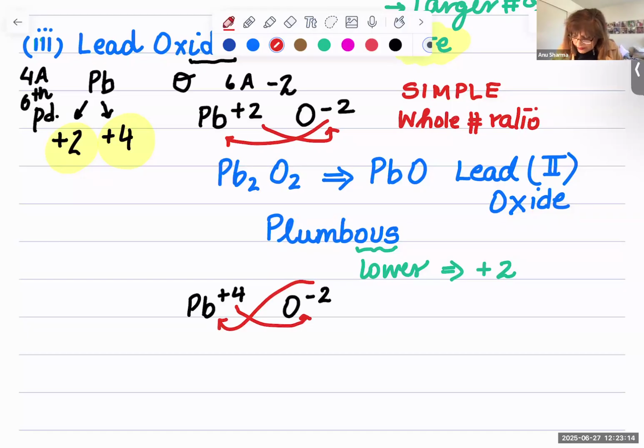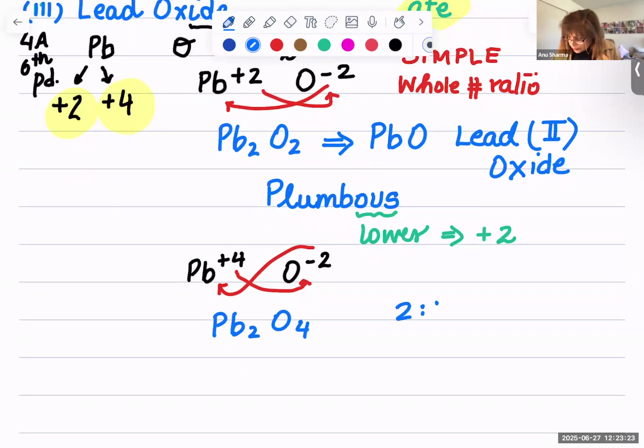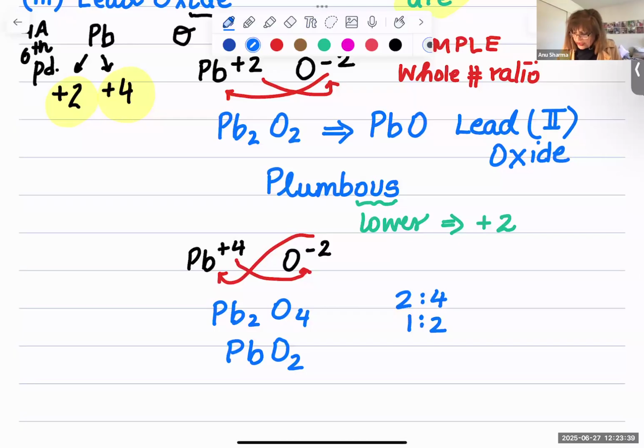So this comes here, this one comes here, then this becomes Pb2O4. And simple whole number ratio, 2 is to 4, the simple one is 1 is to 2. So the reality is this is PbO2. Okay, but it looks like PbO2, maybe Pb is in +2 state. That's very misleading because it's actually been simplified. So the real name is plumbic oxide. This one is plumbous oxide, the lower one; the higher one is plumbic oxide.